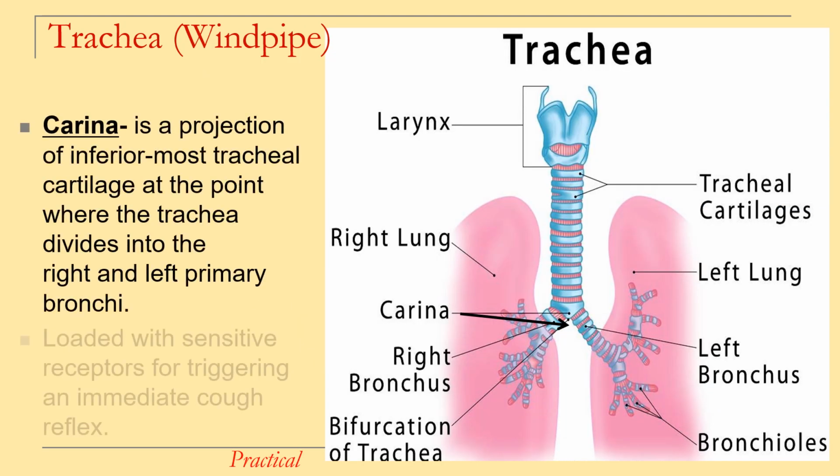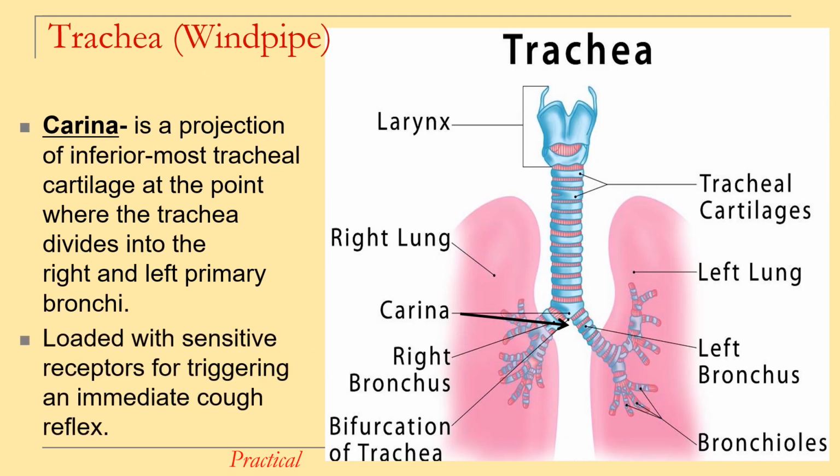At the very bottom of our trachea, it splits into my left and right primary bronchi. Right there where it splits, we have the carina. So this is just a projection of the inferior most tracheal cartilage. It is super sensitive, and if anything touches it, it triggers an immediate cough reflex.